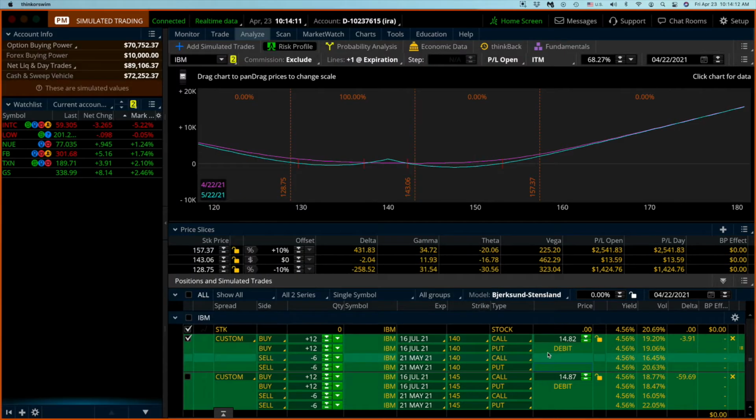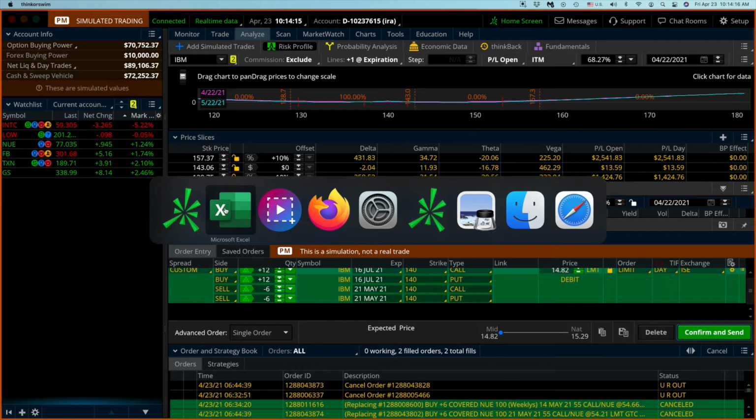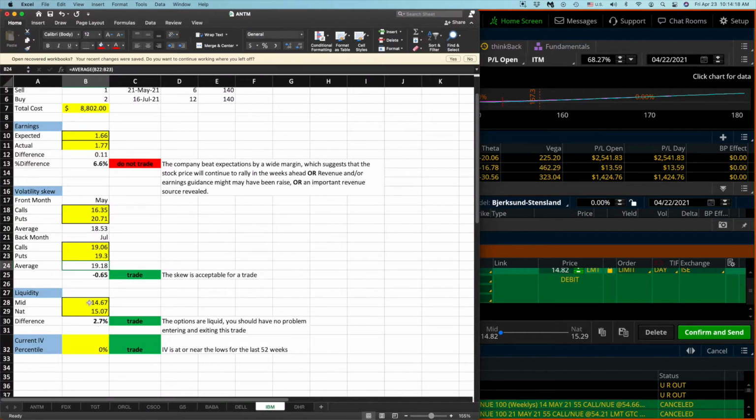Liquidity, and you use those two numbers. The mid is 14.82 and the natural is 15.29 and it's 3%. That's okay, it's just 1.1%. It doesn't concern me, so I would say trade it anyway.